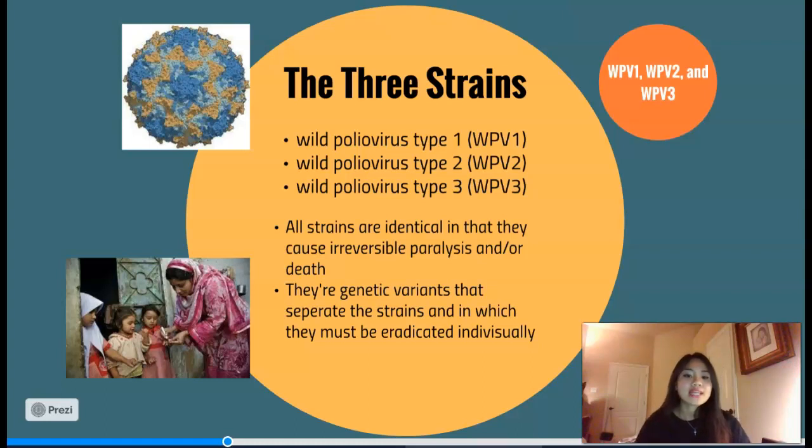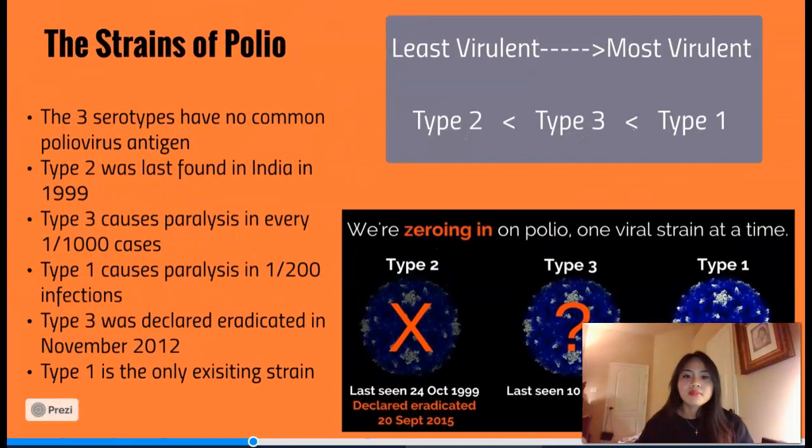All these strains are identical in that they can produce the same effect, being paralysis and or death. And then there are also genetic variants, which separate the strains out in terms of how we can eradicate poliovirus completely, especially in the United States. We must think about how we eradicate them individually because of these genetic variants. The most virulent is type 1, the least virulent being type 2.